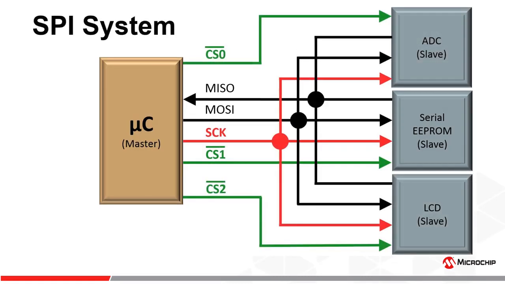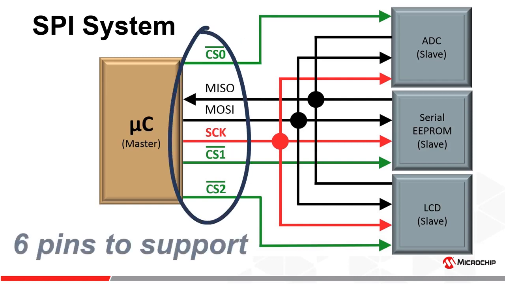Here's an example of 4 devices connected to the same SPI bus. The microcontroller is the SPI bus master, and the 3 slaves are an A to D converter, a serial EEPROM, and an LCD. Note that each slave device needs its own CS signal or I/O port on the MCU. That is a total of 6 signals versus the 2 signals in a 3-slave I2C system. But remember, we gained throughput speed with SPI.